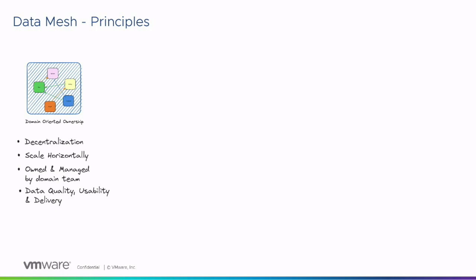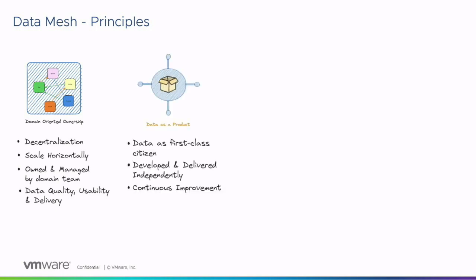So data stays at the source rather than having to move it into a monolithic system down the line, right? So these teams own the data that they generate. They manage it. They're responsible for its data quality and usability and delivery. And since we have democratized and decentralized data, it can be scaled horizontally.